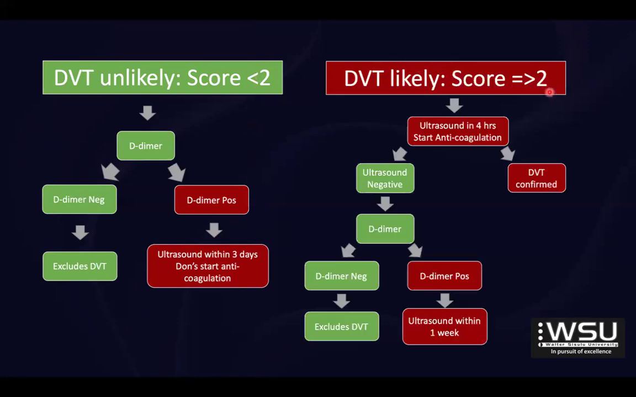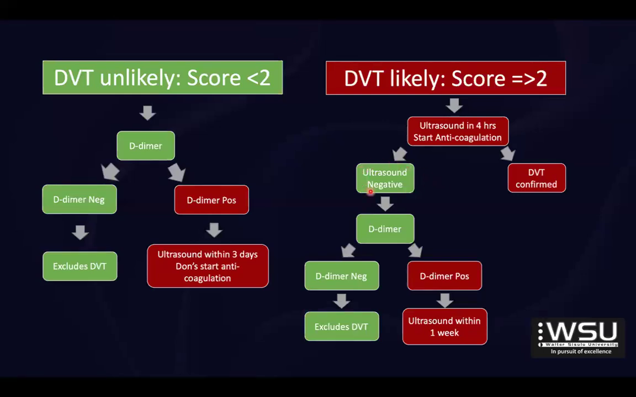But what do you do if the score is 2 or more? In those cases, it's important to get an ultrasound, and the recommendation is to confirm that diagnosis within 4 hours. Sometimes it takes longer than 4 hours. In those scenarios, you certainly want to start anticoagulation even while you are waiting to get that ultrasound organized. If the ultrasound confirms DVT, we'll talk in another tutorial about the management.